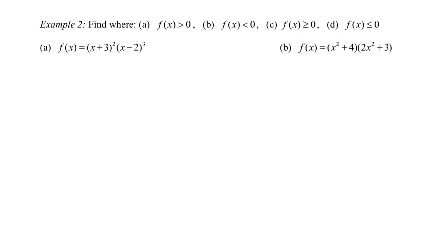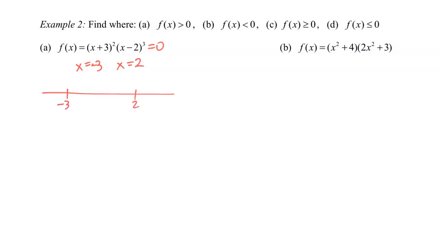Okay, here in example 2, I've given you a function and then asked you to find the results for 4 different inequalities. Let's take a look at letter A. I'm going to start off by finding what I call the critical numbers or critical points by setting the function equal to 0 and solving. This gives me x equals -3 and x equals +2. When I draw my number line, I'm going to put -3 and +2.